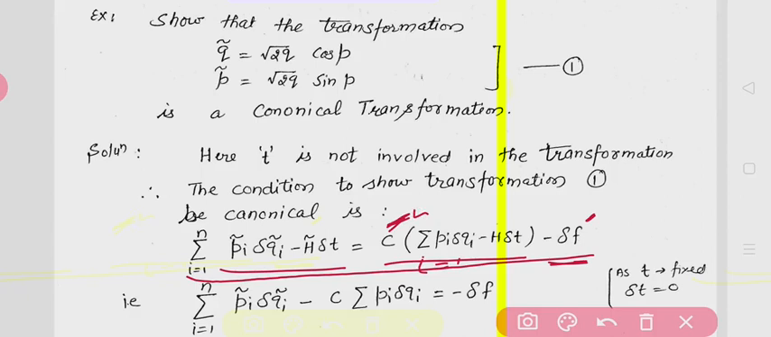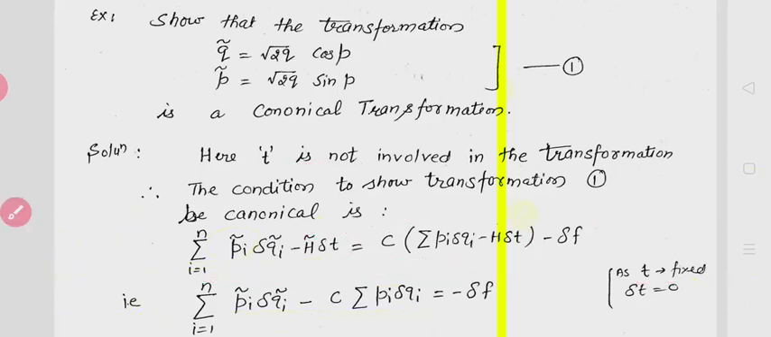Since t is not involved, t is fixed over here. If t is fixed, then delta t will be 0, so this part will not be there. So you have to show that p tilde delta q tilde minus c times p delta q is equal to minus delta f. Or we consider the constant c equal to 1. So for c equal to 1, you have to show that summation p tilde delta q tilde minus summation p delta q, i equal to 1 to n, is equal to minus delta f.